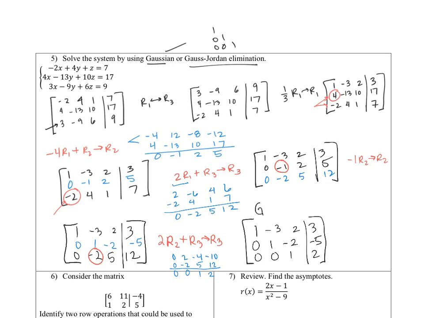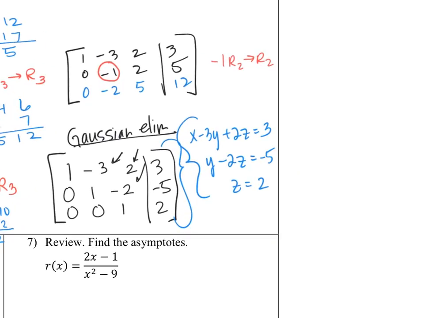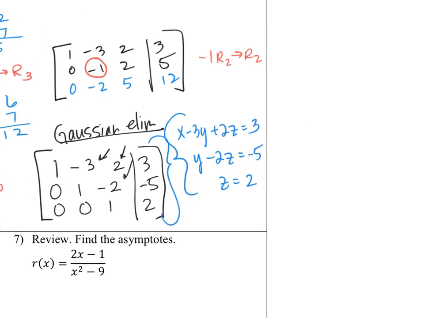So if I stop right now, that's Gaussian elimination. And I could keep going and try and make these guys into zeros, but I'm going to stop now and look at this row echelon form matrix and write my system. So this is going to be x minus 3y plus 2z equals 3, and y minus 2z equals -5, and then z equals 2. So now that I've kind of reduced the system, I can solve that by back substitution.